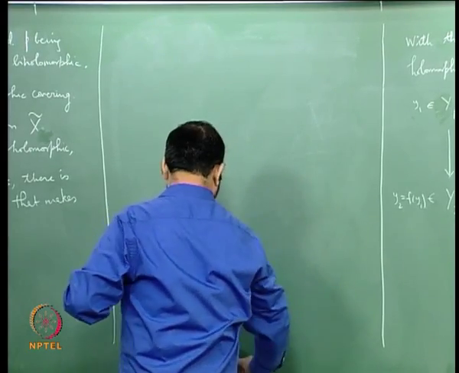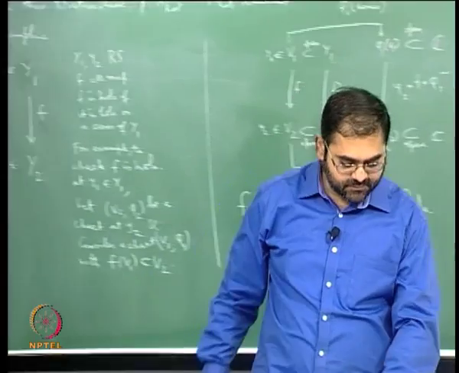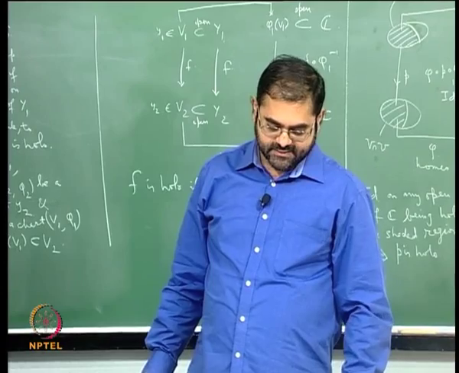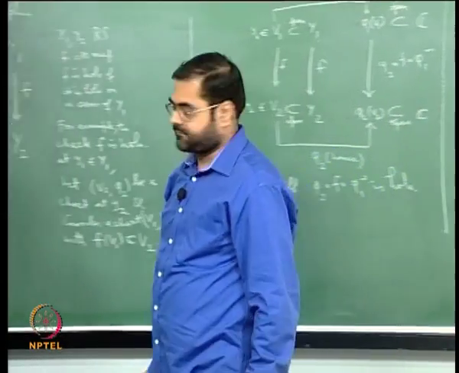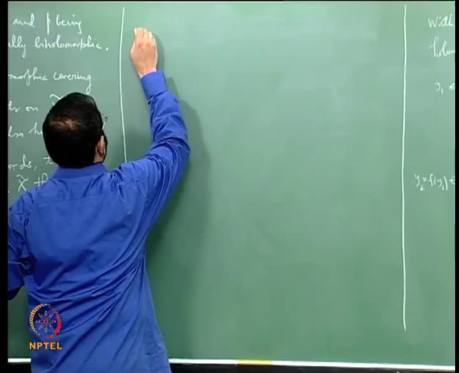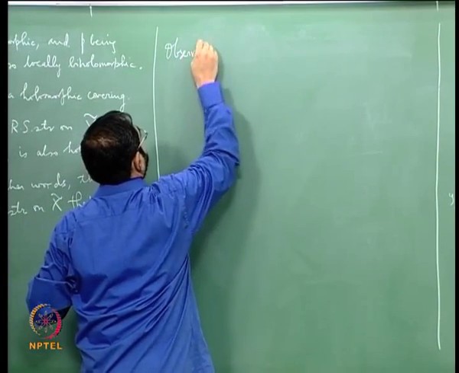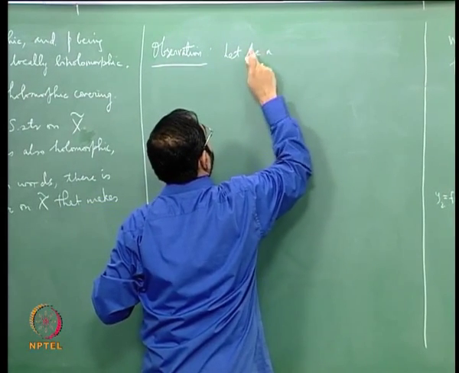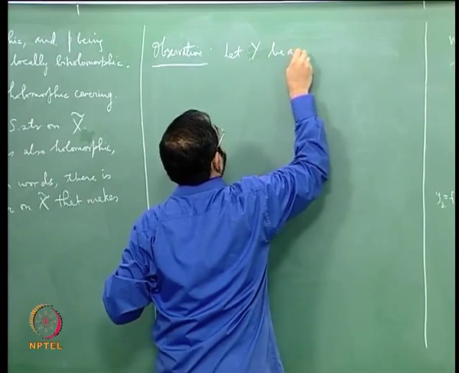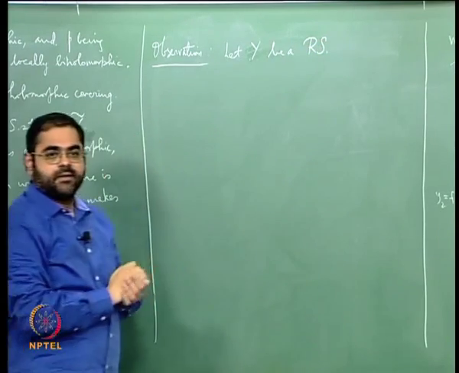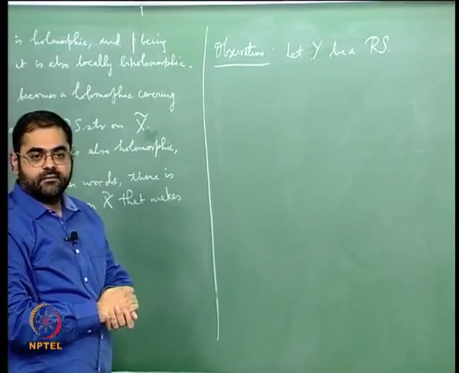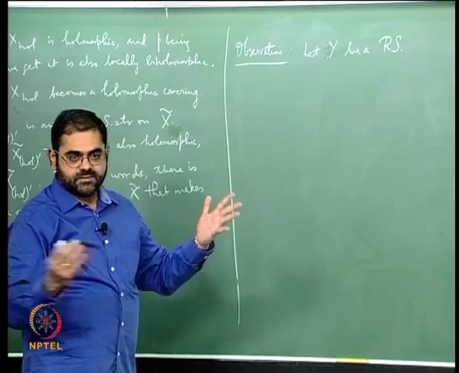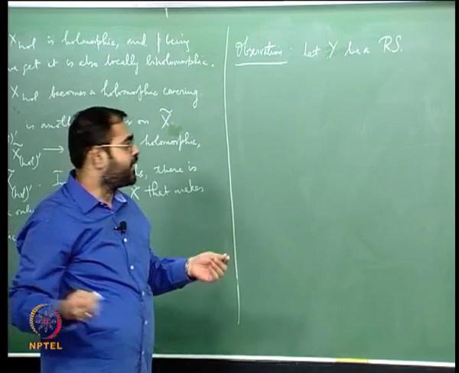So one sees this as follows. Again let me write down a simple exercise. I will make an observation. Let Y be a Riemann surface. So that means Y is given with a maximal atlas, consisting of all possible compatible charts, a collection of compatible charts.